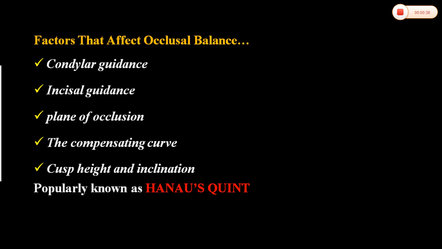So Hanau initially has given 9 factors, such as loss of balanced articulation. Among these 9, 5 factors are very critical. They are commonly called Hanau's quint. They are condylar guidance, incisal guidance, plane of occlusion, the compensating curve, and cuspal height or cusp inclination. These 5 factors are very important.